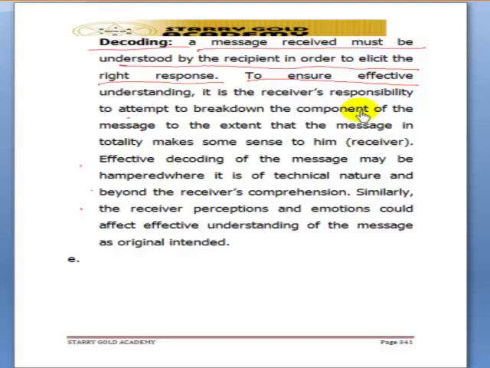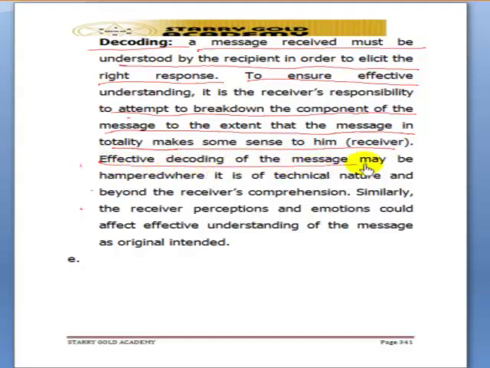So if a message is not properly coded, that is, not using the right words or language to communicate it, then definitely a number of things can happen. To ensure effective understanding, it is the receiver's responsibility to attempt to break down the components of the message to the extent that the message in totality makes some sense to him.